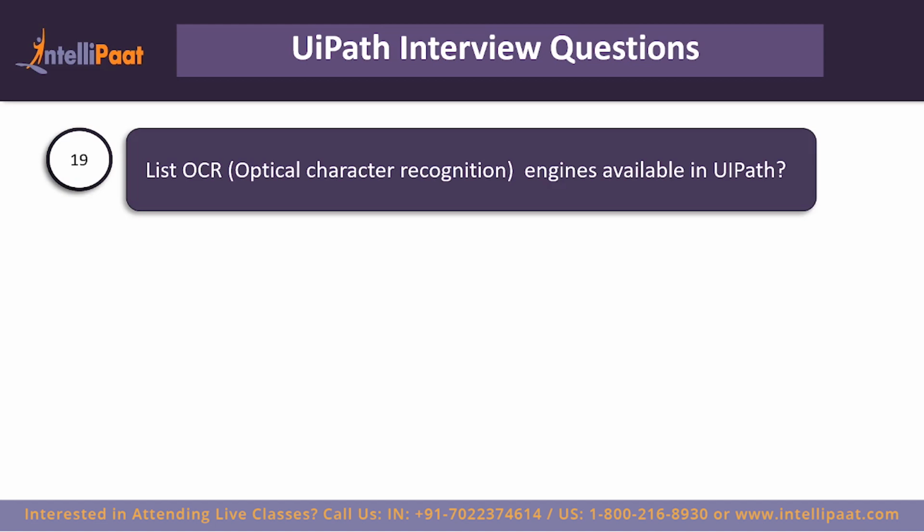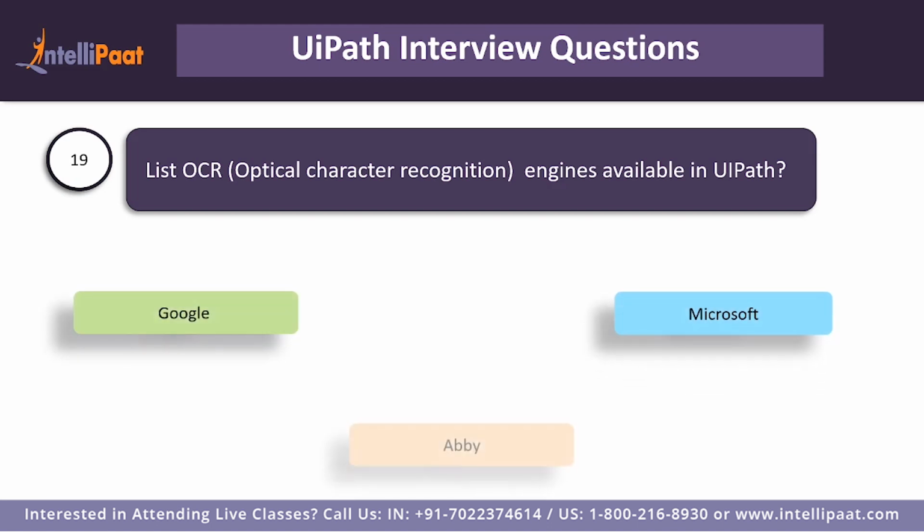So let's say if I have written W somewhere, the engine will be able to identify what that image character is. It will look at the image and tell you that the character looks like a W, and similarly for others. So in UiPath, what are the various OCR engines available? The answer is, there are majorly three present. One is Google, the other is Microsoft, and the third is ABBYY. So these are the three OCR engines available in UiPath.